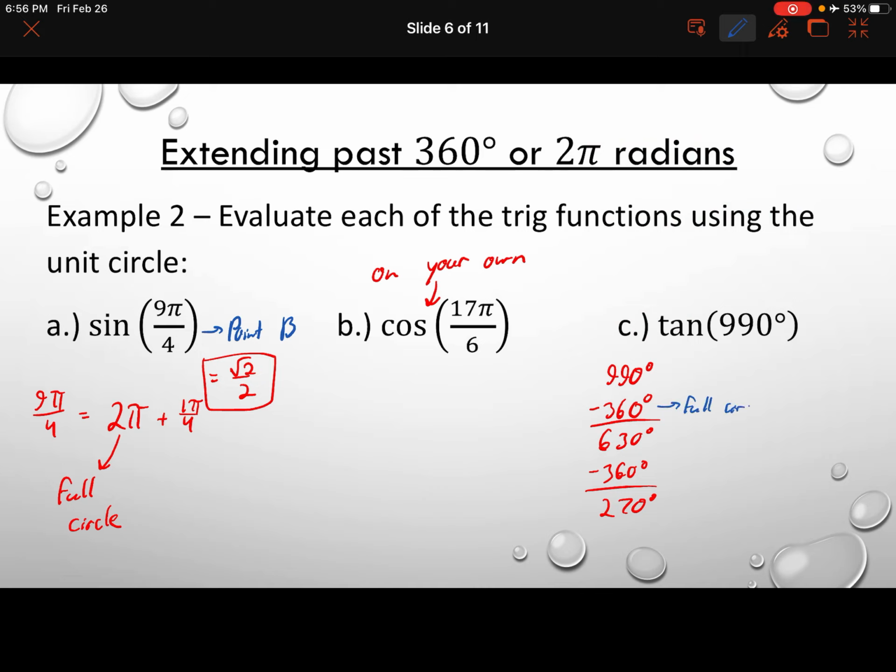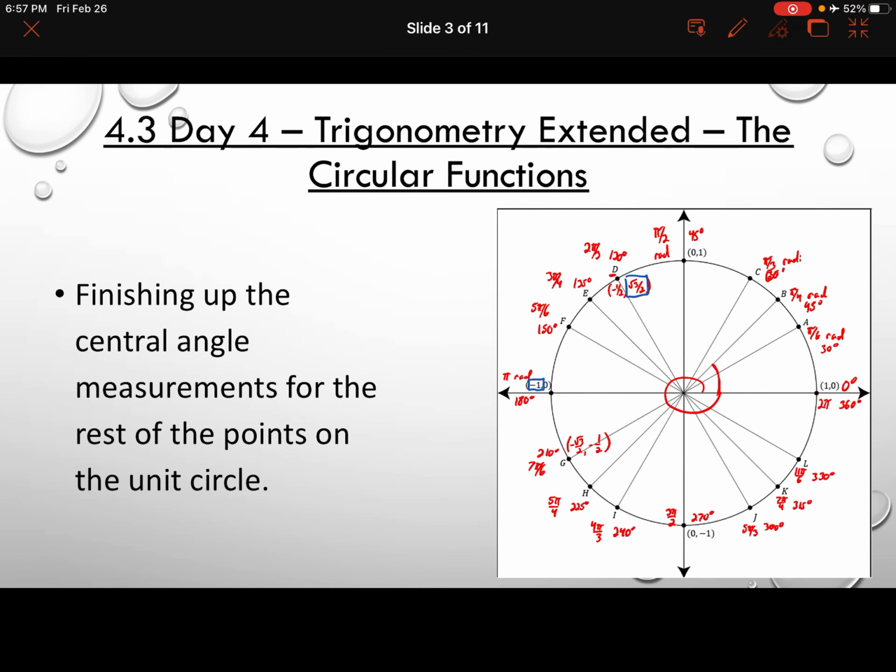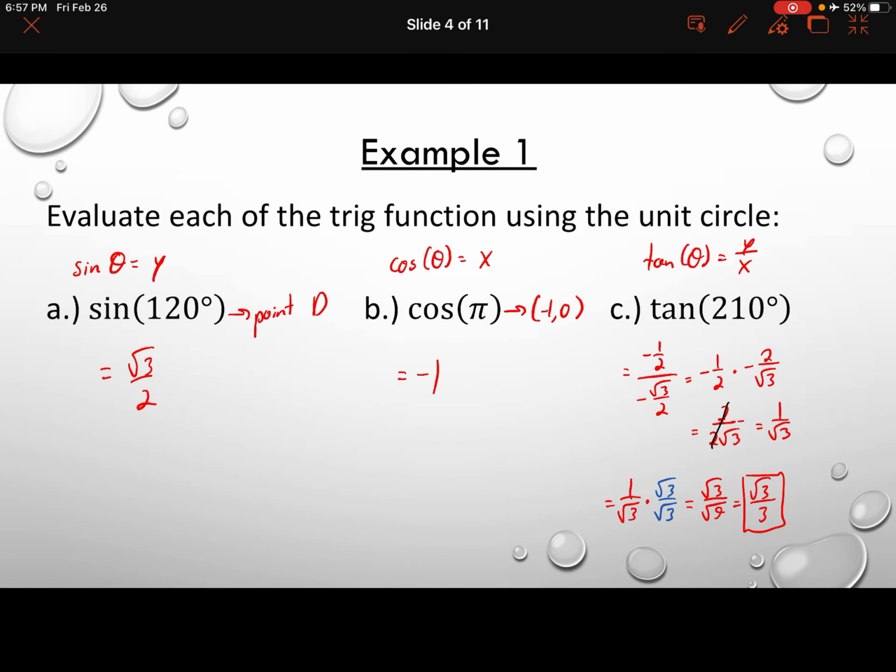Full circle, and then this is what we have remaining. If we look back at our unit circle, let me erase this. So 1 full circle, 2 full circles, and then we have remaining 270 degrees, boom. It looks like we end up at that 0, -1 point.